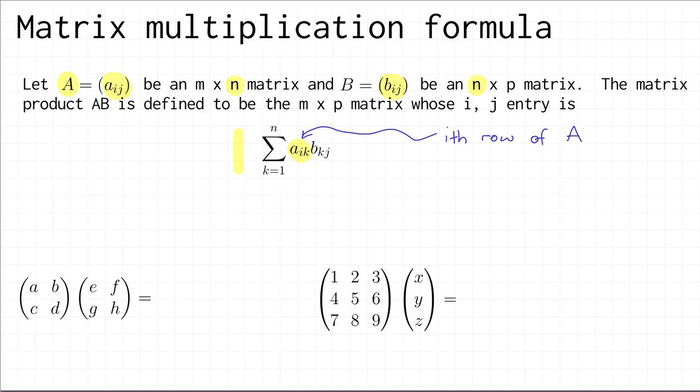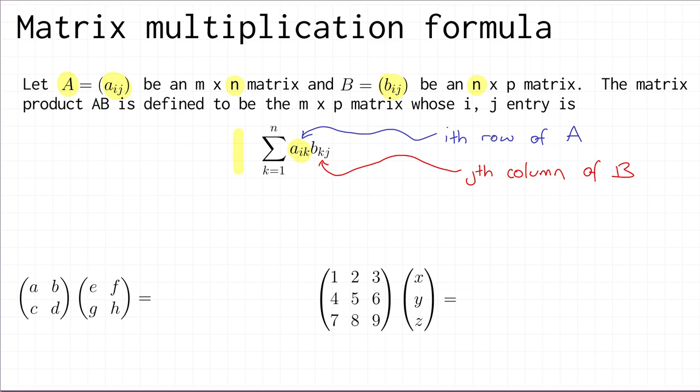Now let's think about which entries from B appear in this sum defining the ij entry of A times B. Those entries are b1j and b2j and b3j all the way up to bnj. And those are the entries from the jth column of B. So in order to get the ij entry of the matrix product A times B, we look at the ith row of A and the jth column of B, multiply together the corresponding entries, and add up the result.